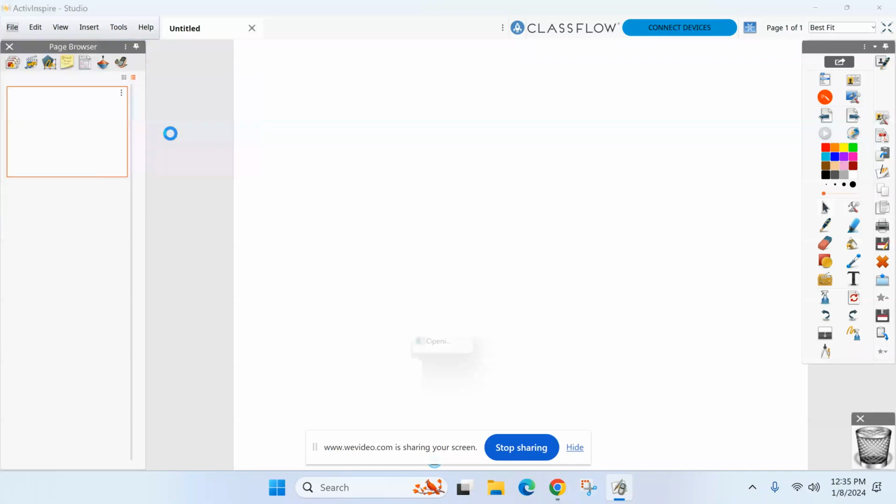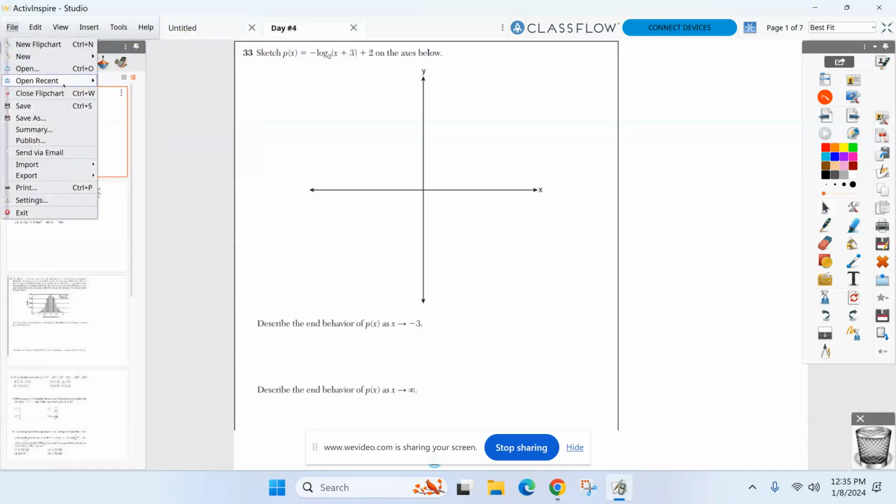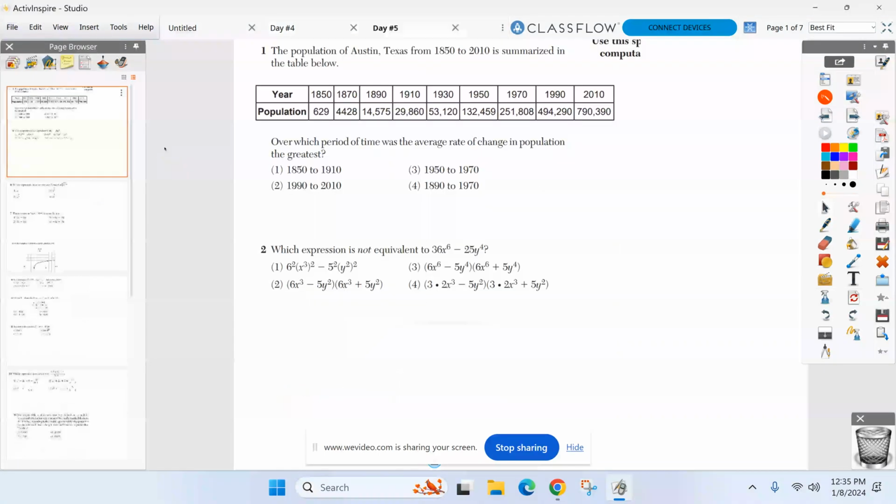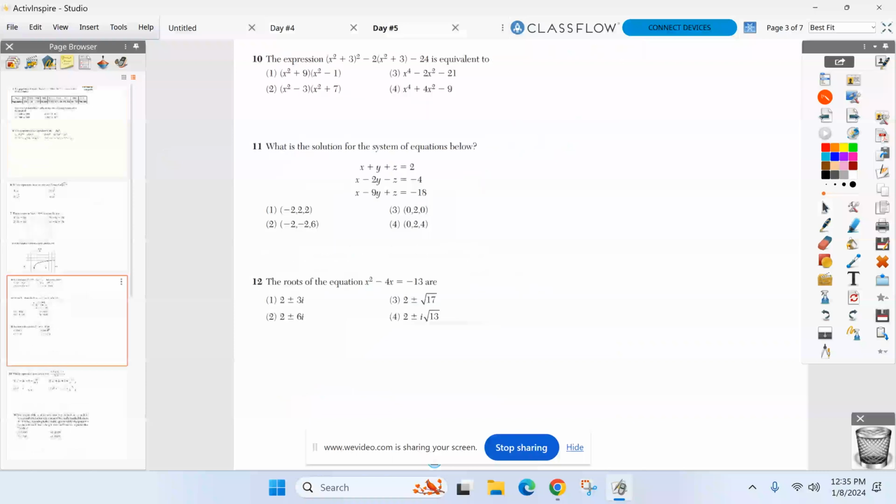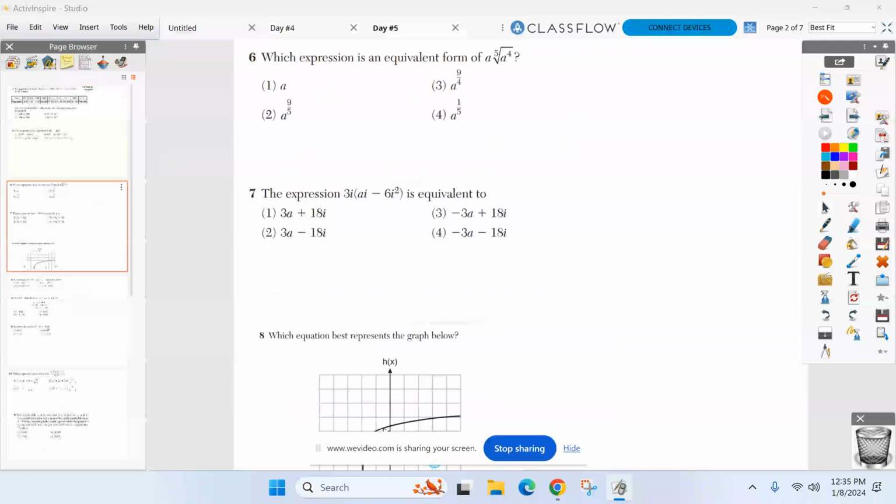I think day 4 I need open, and I need day 5 open. Okay. Kate, go ahead, start us off. 8 and 12. Okay, 8 and 12, everyone. Let's start with number 8.